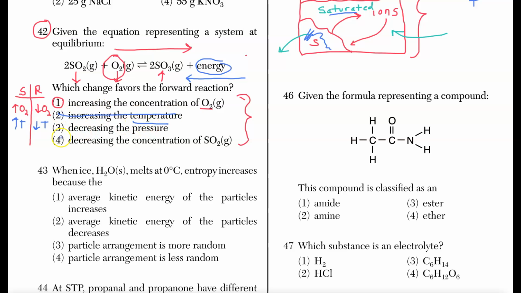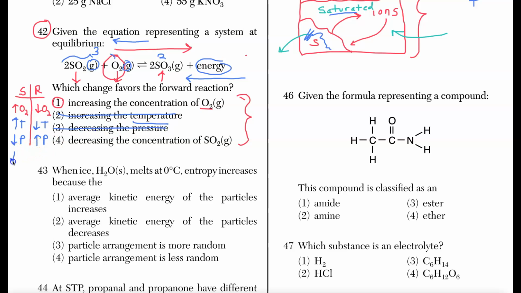Anytime they mention pressure, so decrease the pressure, you count moles of gas. Well, on this side, there's 3 moles of gas, right? 2 plus 1. On this side, there's 2. If you decrease the pressure, the reaction is going to respond and do the opposite by making more pressure. And we should know making more pressure means you're going to shift to the side with more gas. More gas particles leads to more collisions, more pressure. They want to shift to the right, so that doesn't do it.